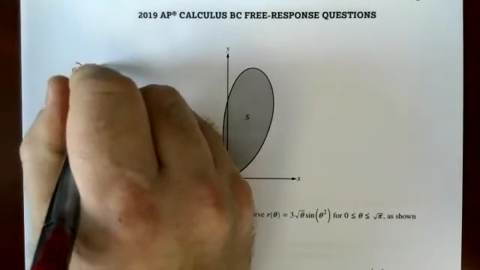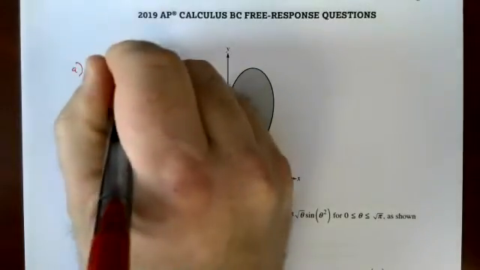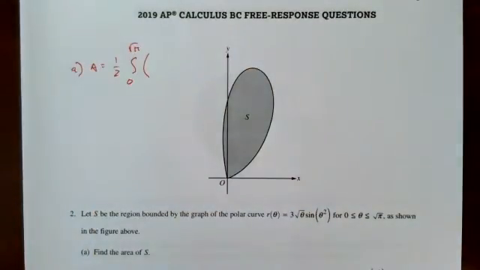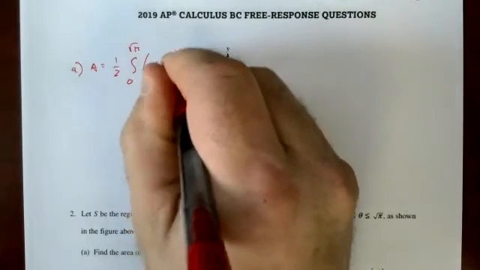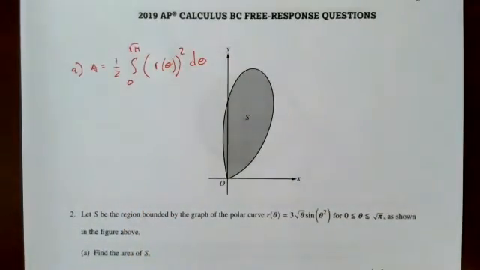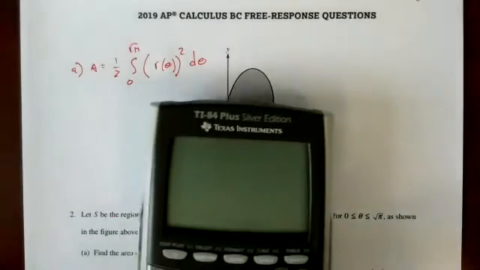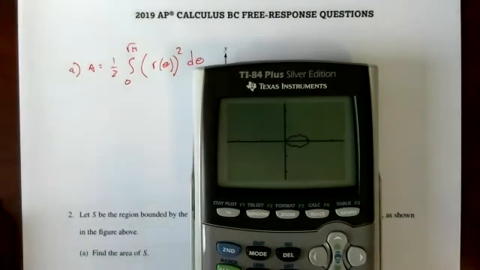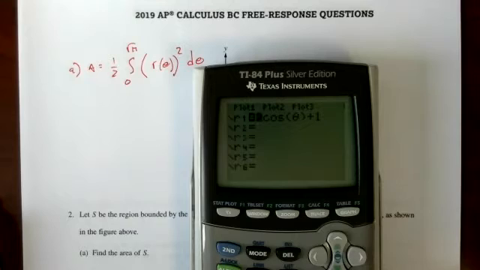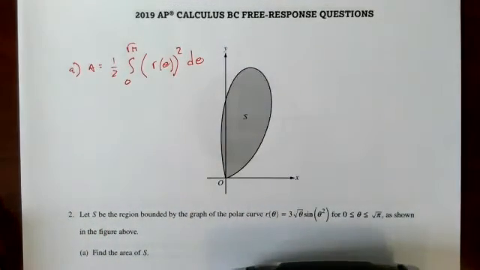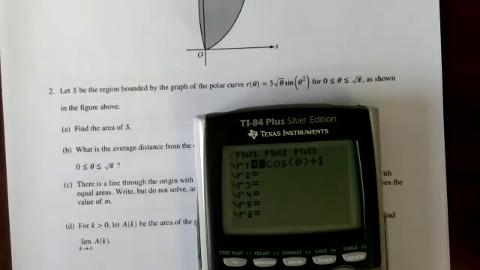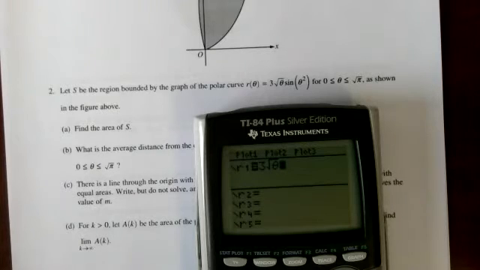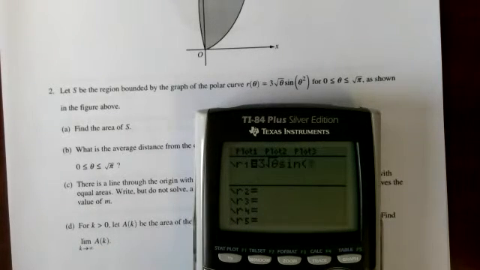So the area is 1/2 integral 0 to root pi. And let's be lazy. R of theta squared d theta. Okay, put that in our calculator. I've got a sneaking suspicion we're going to need this at some point in time. So I am going to put in that formula in here. 3 root theta. By the way, I don't know if I need to be in polar. I think it would work if I'm not in polar. Sine, I do need to be in radians though. Theta squared.